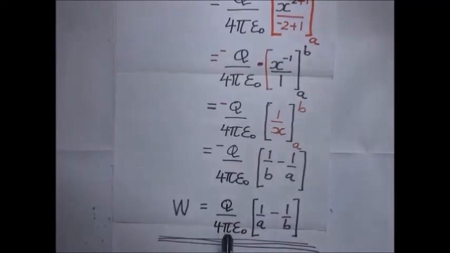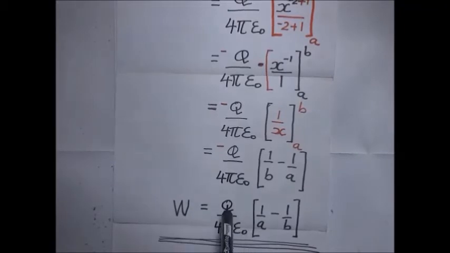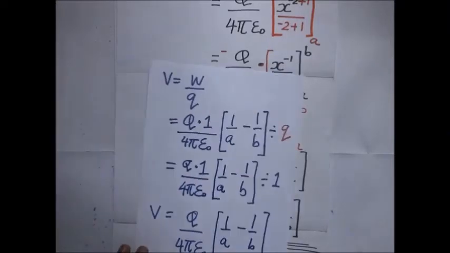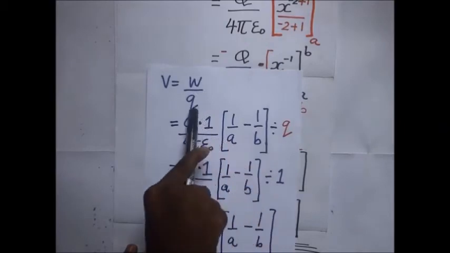So this is our expression for work done. Work is going to be Q over 4 pi epsilon naught into 1 over A minus 1 over B. But we are interested in finding the potential, not the work done. So how do we get the potential? Remember, in our definition of potential, when we were introducing potential, we said that potential V is equivalent to the work done per unit charge.